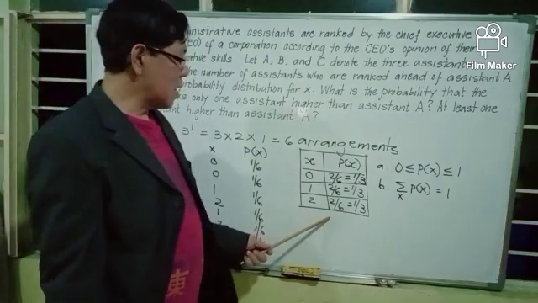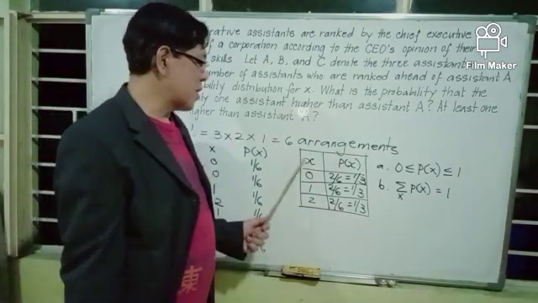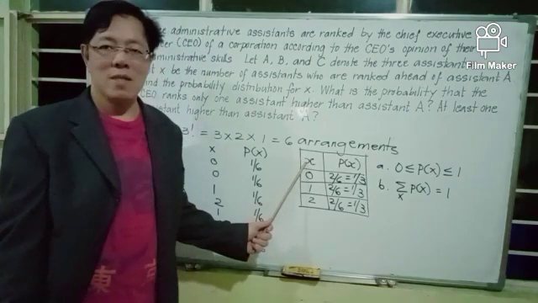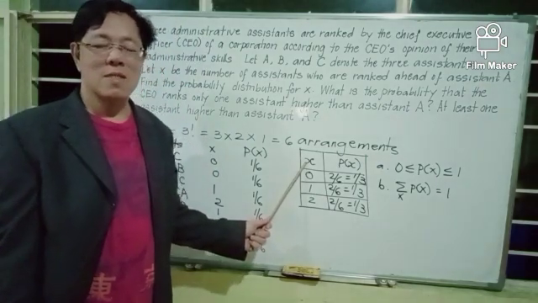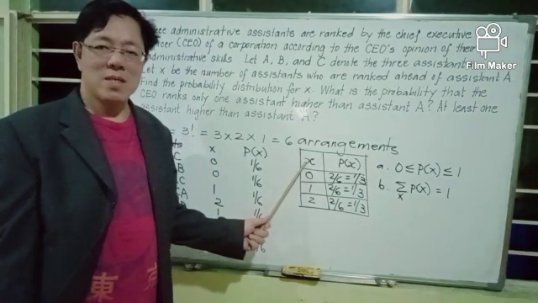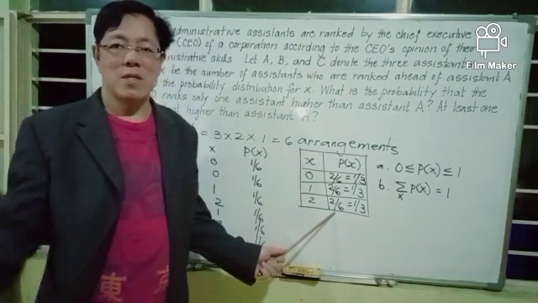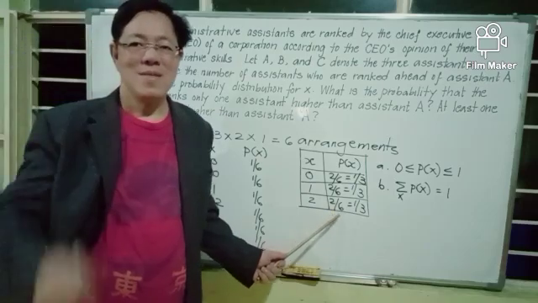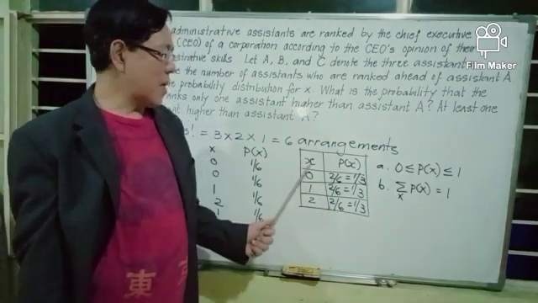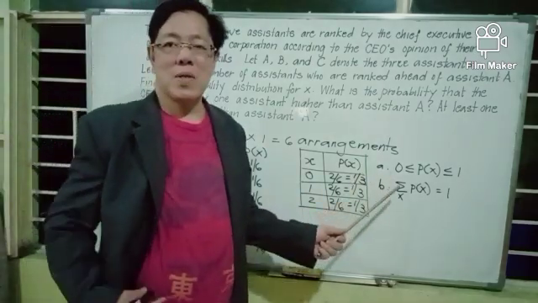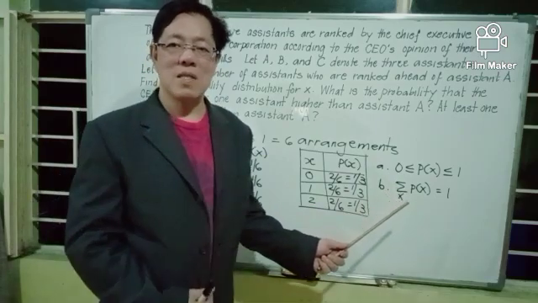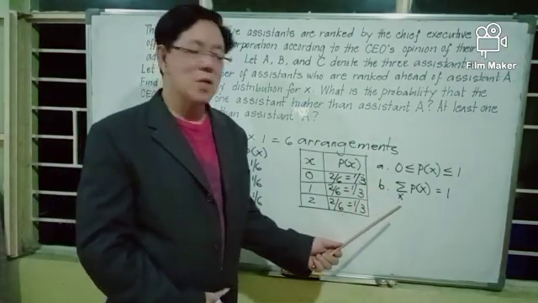Now, this is the probability distribution for the discrete random variable x, representing the number of assistants who are ranked ahead of assistant A. And after you have constructed the probability distribution for the discrete random variable x, you check these two properties that must be satisfied by the probability distribution.